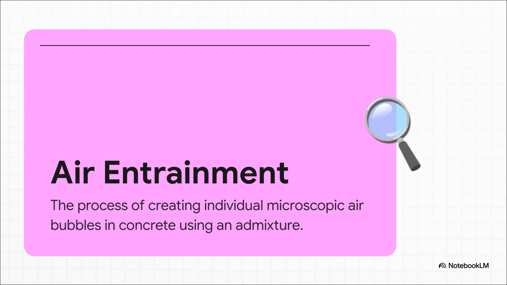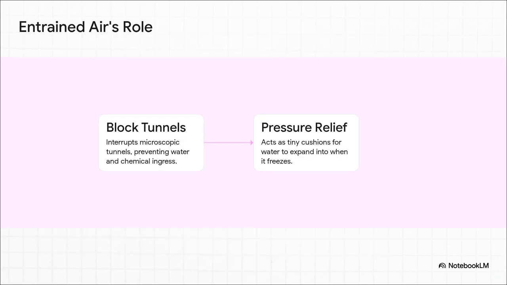No, this is a deliberate, engineered process. We're intentionally creating a network of billions of tiny, stable bubbles to give concrete a superpower, the ability to survive freezing and thawing. You need to lock these two functions in your brain. This is the whole why behind air entrainment.